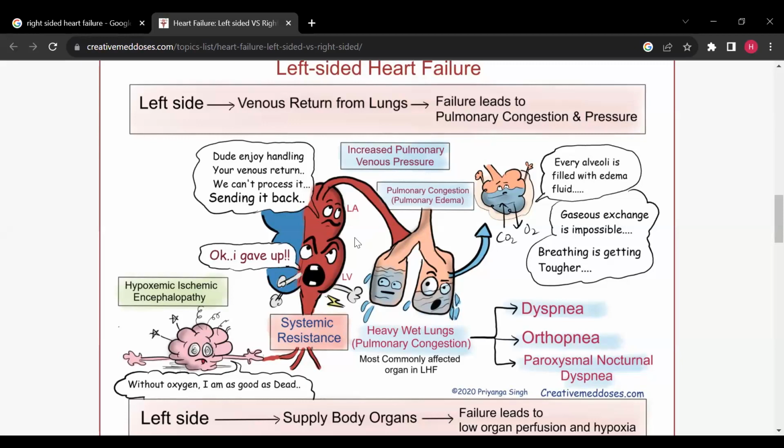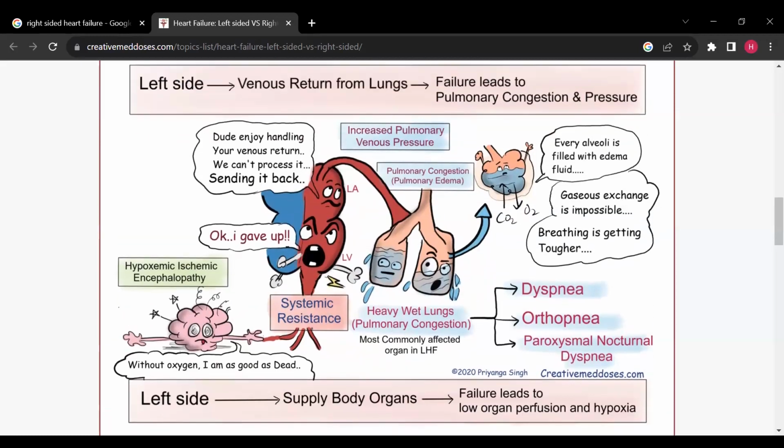Yeah, so now we know that the blood is not going to your other body organs. So the supply to these other organs is low. One of the major organs that is affected is the brain, causing encephalopathy. So there's hypoxic ischemic encephalopathy, one of the main ones. So failure leads to low organ perfusion and hypoxia. All your organs are not getting enough oxygen to do their work, leading to hypoxia.